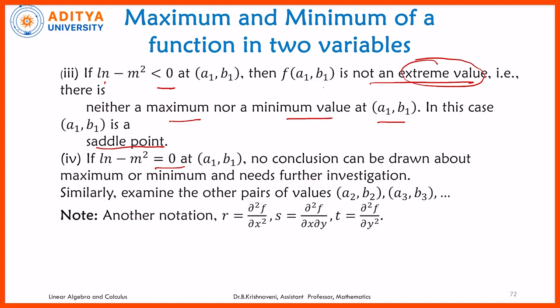Next we will see the last case: whenever LN minus M squared is 0 at a point (a1, b1), then no conclusion can be drawn about maximum or minimum, and it needs further investigation. That means whenever LN minus M squared is equal to 0, we are not able to reach a conclusion using this test, hence it needs further investigation. Similarly, we will examine the same for the other pairs of values (a2, b2), (a3, b3), and so on. From this we will get the maximum and minimum values of a function in two variables.